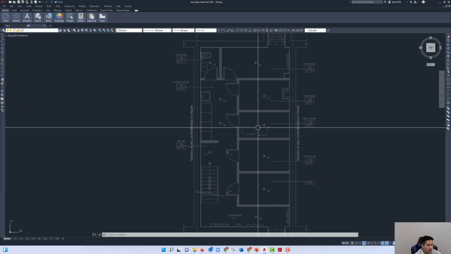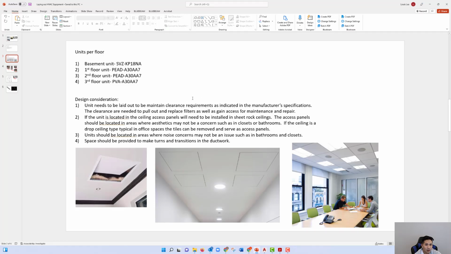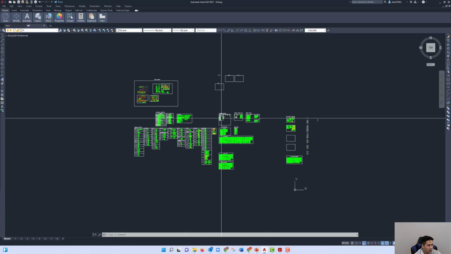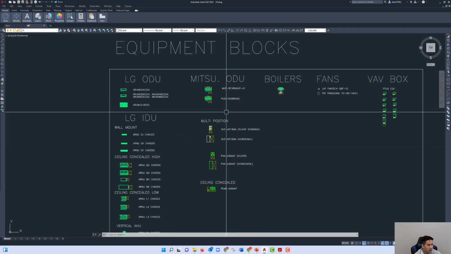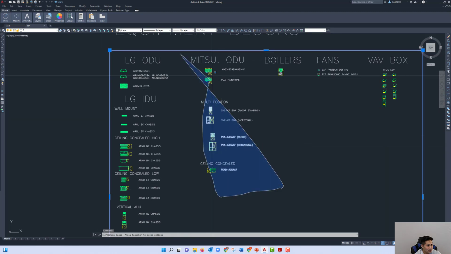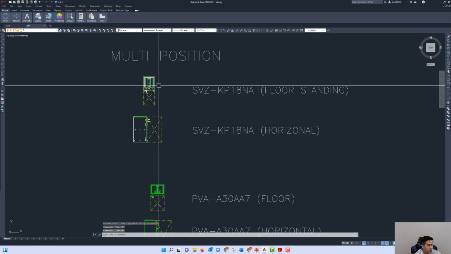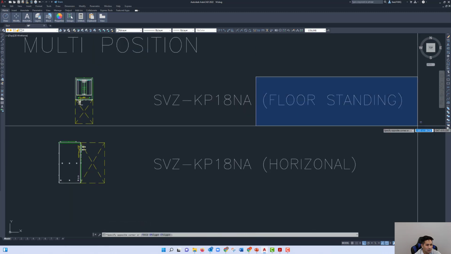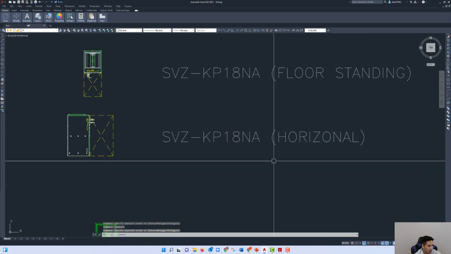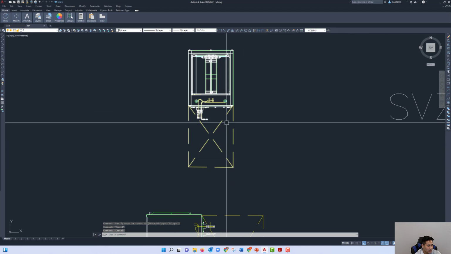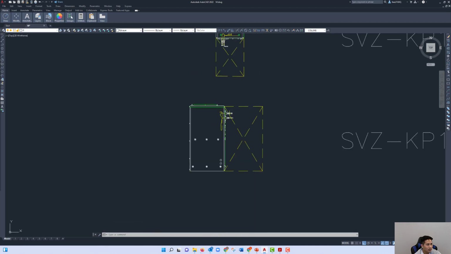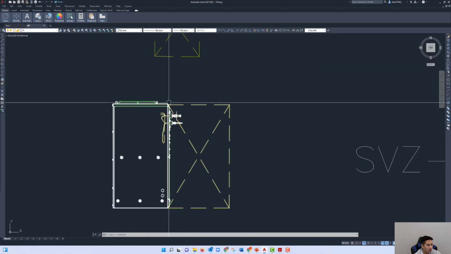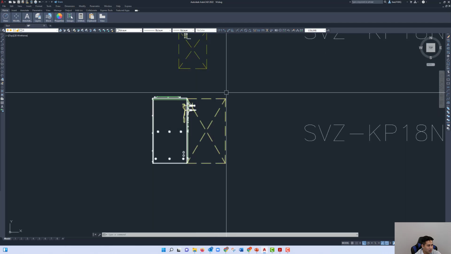So we're going to lay out the first unit, which is the SVZ model. So let's go back here. The basement is going to be the SVZ model. So going back into AutoCAD, we have a couple of details drawn out in blocks here. The Mitsubishi units are all lined up in this area here, and the SVZ will be these two things here. The same unit can be rotated so that it could be in a floor standing configuration or a horizontal configuration, such as here. And this yellow dashed line represents the clearance requirements of the unit. If you rotate it to a horizontal configuration, this clearance right here is just this clearance here as well.